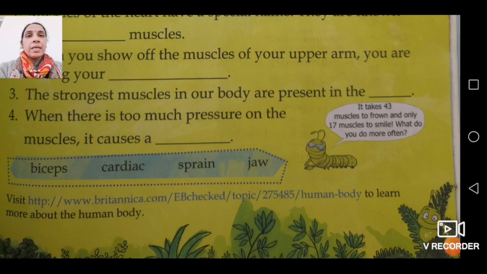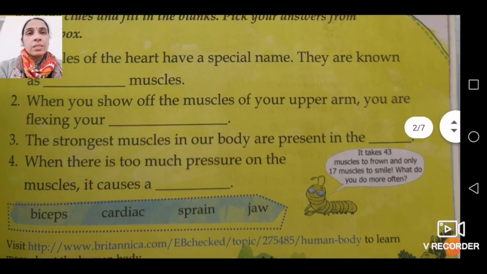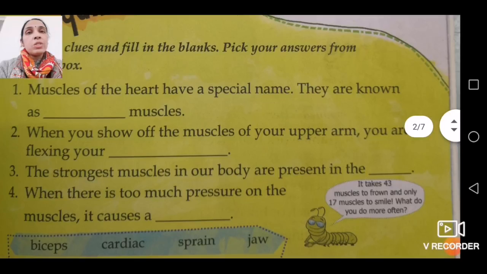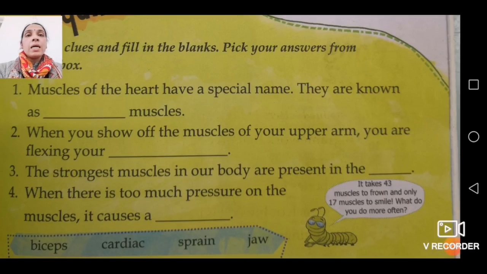CARDIAC, cardiac muscles. You have heard this word very often also. Cardiac muscles are those muscles. Which kind of a muscle was that? Cardiac muscles, that muscle is related to your heart. And you have heard like somebody has got cardiac arrest. Arrest means the muscles of your heart stop working.